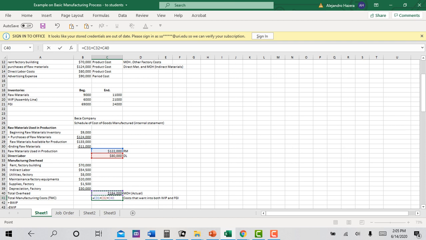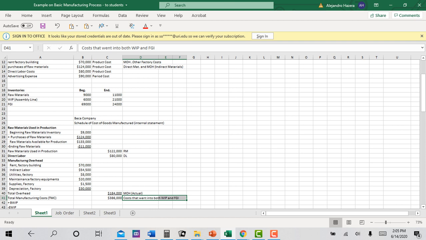And so if you take the raw materials placed into production, the direct labor that was incurred, that you paid only for factory workers, and the 184 in actual manufacturing overhead. And I'm specifying actual because when we do the final of these videos, we're going to distinguish actual from applied. When you take those three costs, those are the costs that went into both work in process and finished goods. So these were the total costs that went into both goods that were not finished, that is work in process, and finished goods inventory, which were finished.